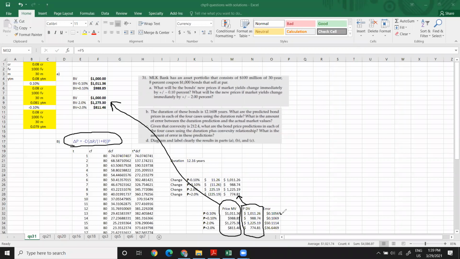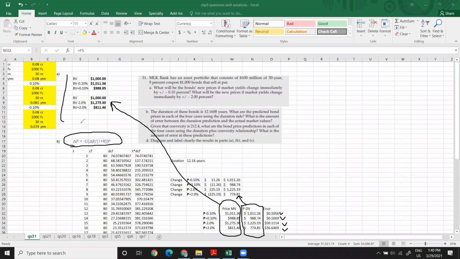As you can see, if the percentage change is small, there will be less error between this and this. So we can say it is reliable to use the formula to predict the price. But if the percentage changes are larger, as you can see, the error increases. That makes it a bit unreliable to use the price change with the duration, the prediction duration value.